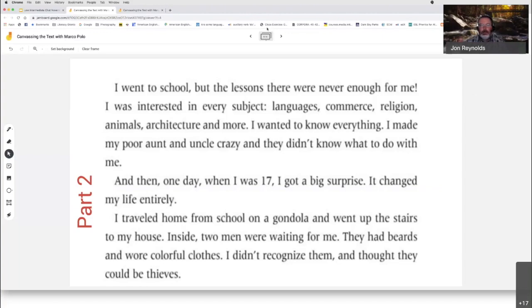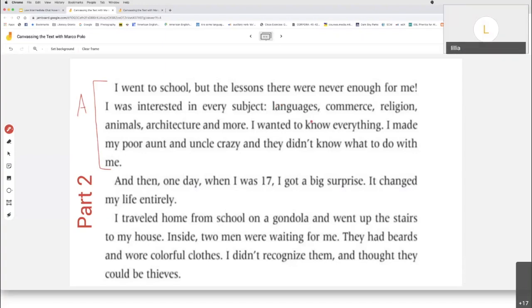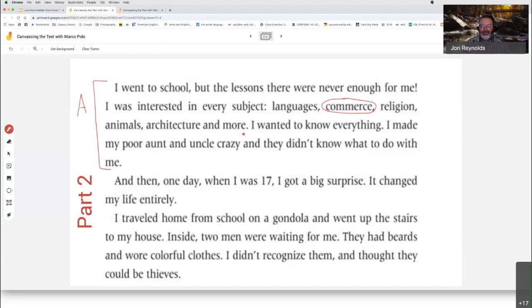Okay, everyone, our minute is up. So once again, let's do like we did in part 1. I'm just going to put part A here. Are there any words in part A that I should circle? Anyone? Commerce. Okay, so commerce. Anybody else?